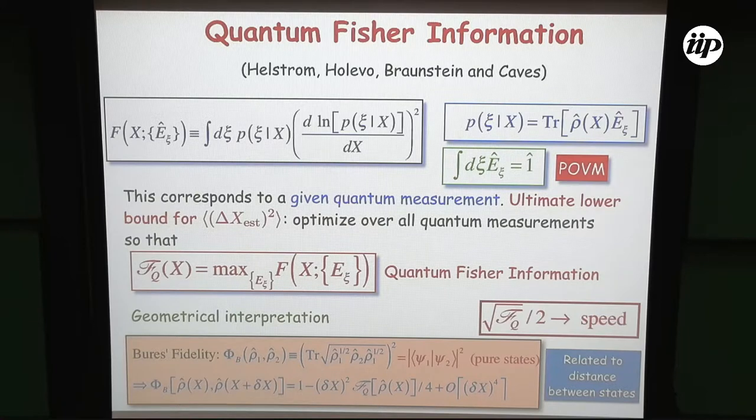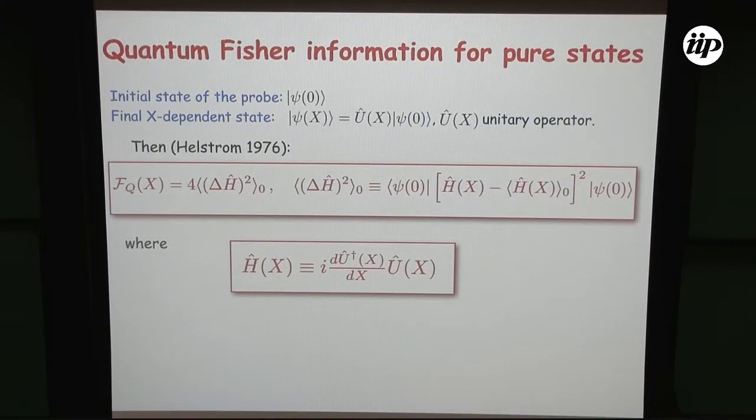Now, if you look at this definition of the quantum Fisher information, it looks like it is hopeless to get the quantum Fisher information. Come on, you should maximize this expression over all possible measurements. So that's a nightmare. However, if you have pure states under a unitary evolution, then this quantum Fisher information has a very simple analytical expression.